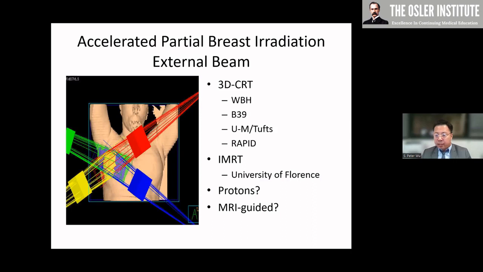Already we're getting excellent cosmetic outcomes using 3D as well as IMRT based partial breast. So it remains to be seen whether there is truly much benefit using these modalities. I would doubt it, especially in patients who can go prone.